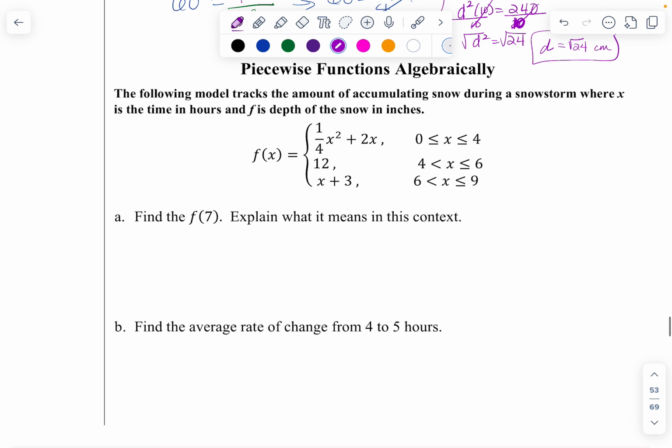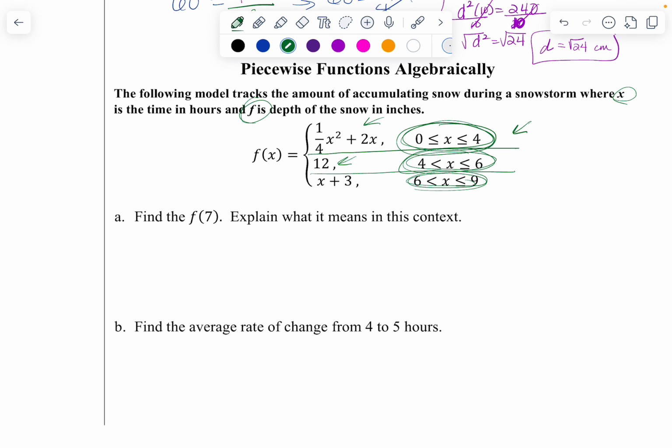Okay. Last one, let's study some piecewise functions. Remember, piecewise functions give you different cases. We have 3 cases here. We're talking about a snowstorm where x is the time in hours and the function is the depth of snow. For the first 4 hours of the snowstorm, this is how much snow we've gotten. Between hours 4 and 6, this is how much snow there is. And between hours 6 and 9 after the snowstorm starts, this is how much snow we have.